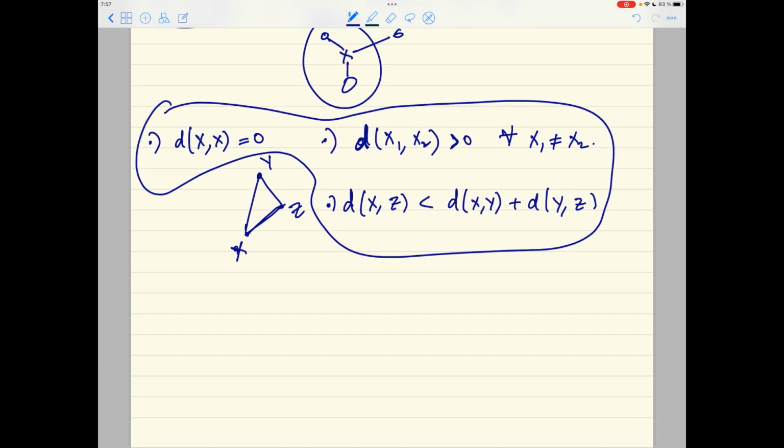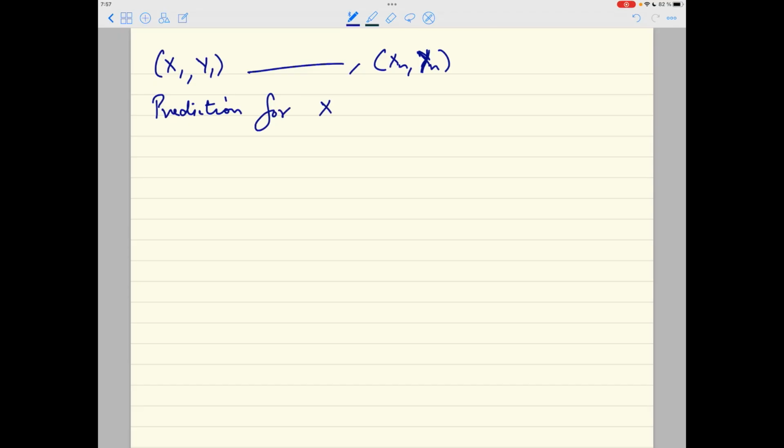And as I said before, once you have the distance function, getting the k nearest neighbors is straightforward. But let's just formalize it better. So this is how the k nearest neighbors algorithm would work in practice. What you would have is a bunch of n data points, and then you would like to make a prediction for some new point x, right?